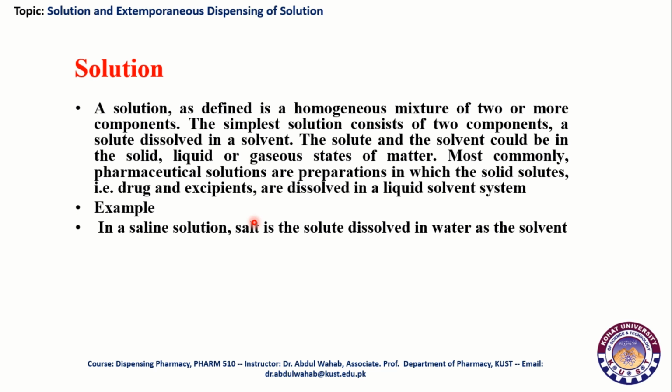Example: in a saline solution, salt is the solute. As we discussed, a solution consists of two components, one is solute and the other one is solvent. Similarly, in this example, in a saline solution, salt is the solute which is dissolved in water, and over here the water is the solvent. So in saline solution there are two components, one is salt and the other one is water, in which the salt is dissolved in water and the water plays the role of the solvent or the vehicle.